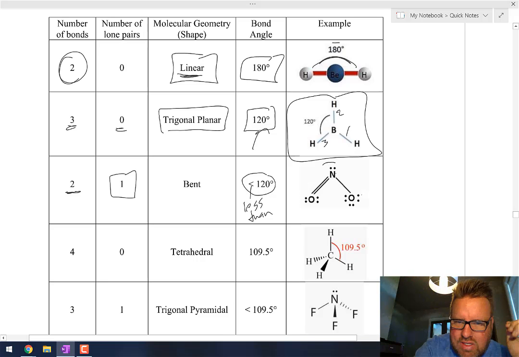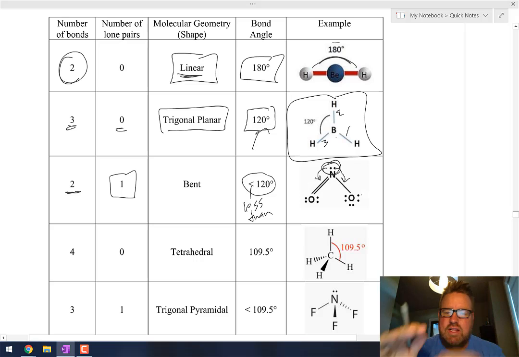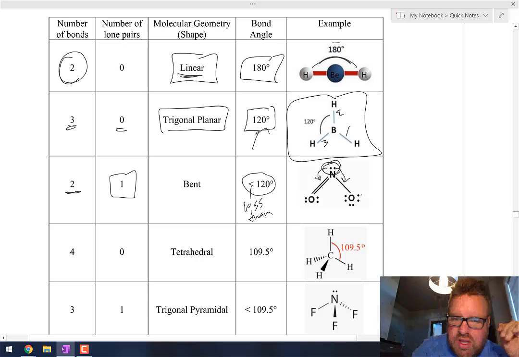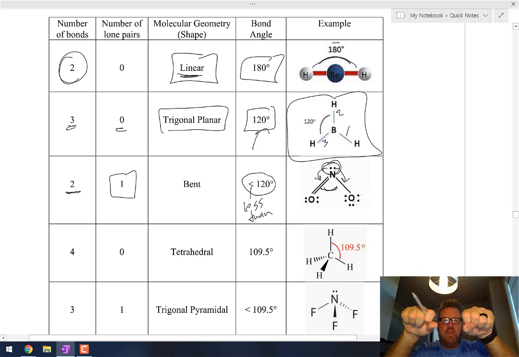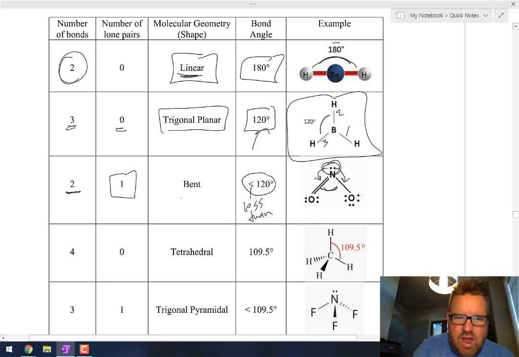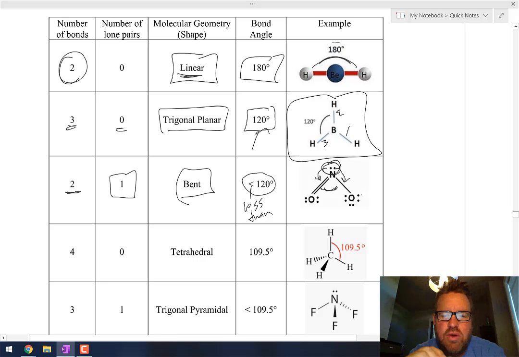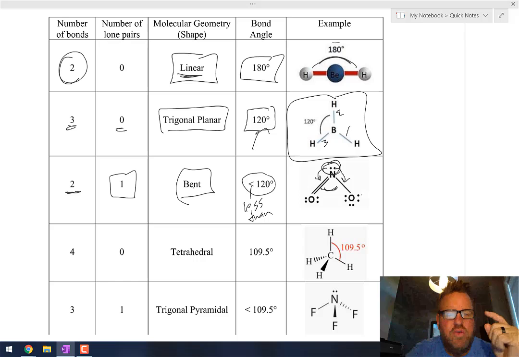Now, why does that happen? It's because this lone pair right here is not tied to a bond. It's not stuck to a bond. And remember, electrons repel each other. So these electrons right here basically can repel. They push against that bond just a little bit and move that bond a little bit closer together. So this angle, instead of being 120, is a little bit less than 120. It's almost like we took a linear molecule and bent it, and that's why it is called a bent molecule. So that's half of them. We've got linear molecules, trigonal planar molecules, and bent molecules.